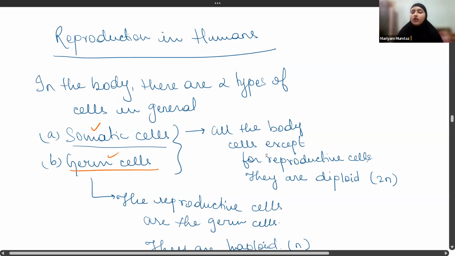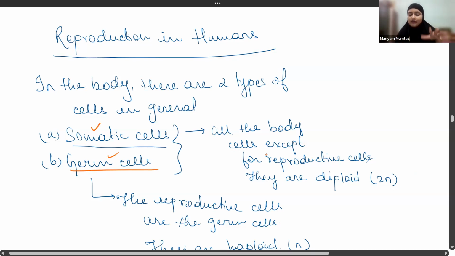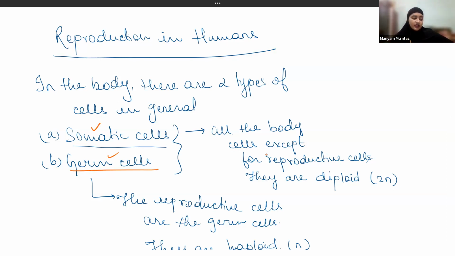Talking about the somatic cell, all the body cells except the reproductive cells are somatic cells. So if I say somatic cells, I'm talking about all the body cells, meaning the cells of the hand, the cells of the leg, and everything. But except the reproductive cells. The reproductive cells are not known as somatic cells.